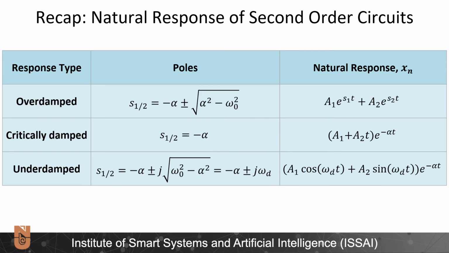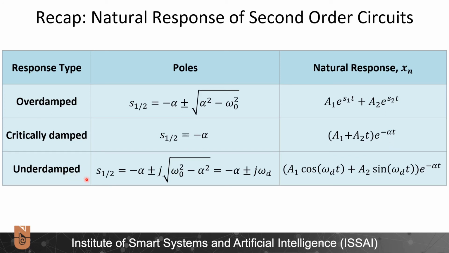Let's recap the natural response of second-order circuits. For the overdamped case, I have s1 and s2 equal to minus alpha plus minus square root of alpha squared minus omega 0 squared, two real roots which are different, and the natural response is in the form of a1 times e to the s1t plus a2 times e to the s2t. For the critically damped case, I have two overlapping real roots at minus alpha, and the response is a1 plus a2t times e to the minus alpha t.